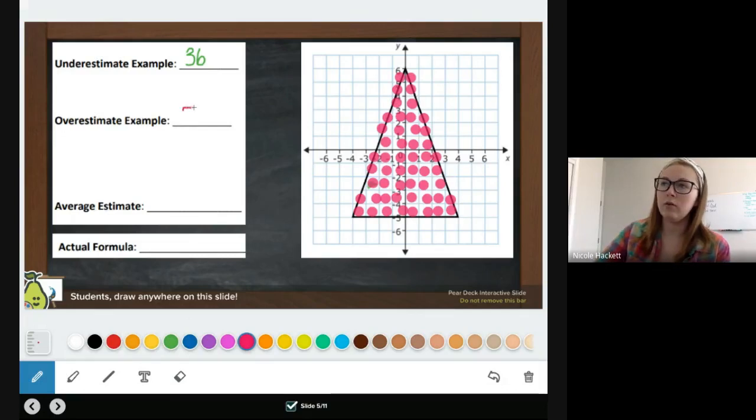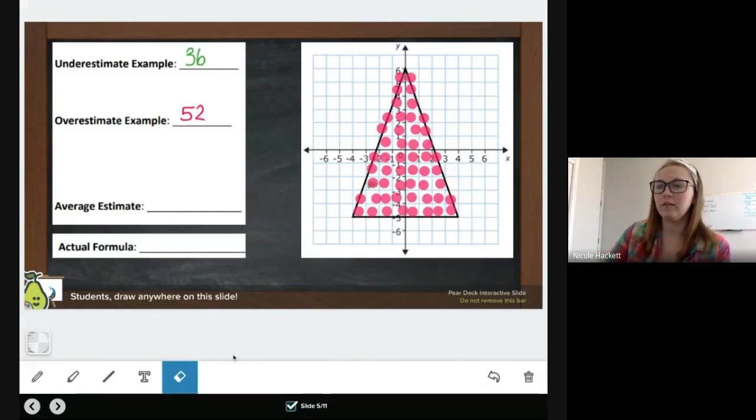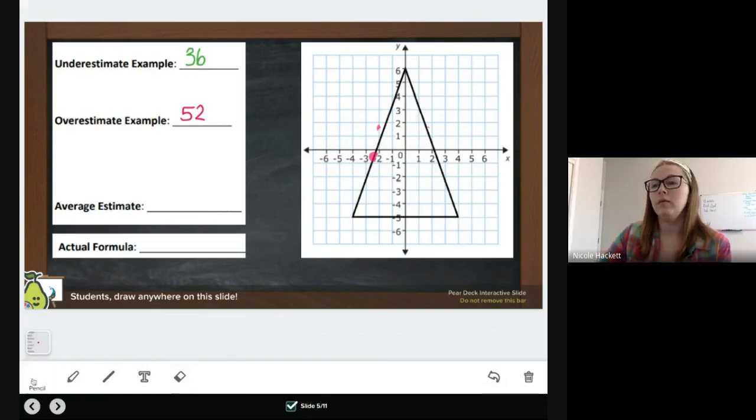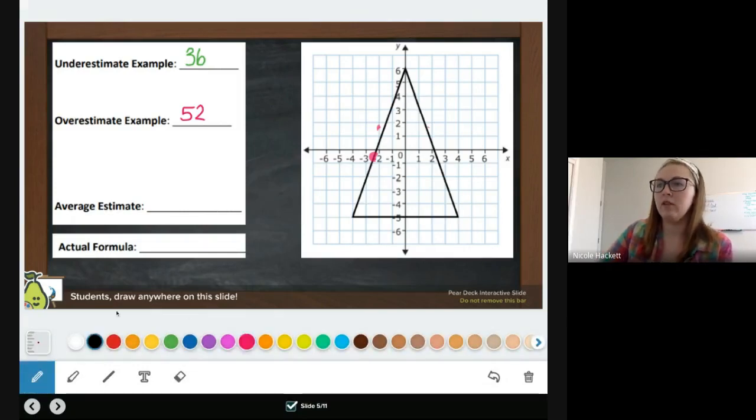So the actual amount of space that this triangle takes up is somewhere in between 36 and 52. So my best estimate is going to be somewhere in between 36 and 52. So what I'm going to do is average them. And we're taking ourselves all the way back to middle school when we were learning about averaging. Since we're adding two things together and we want to find the average of those two things, we're going to divide by 2. So I'm going to add them together and then divide by 2.